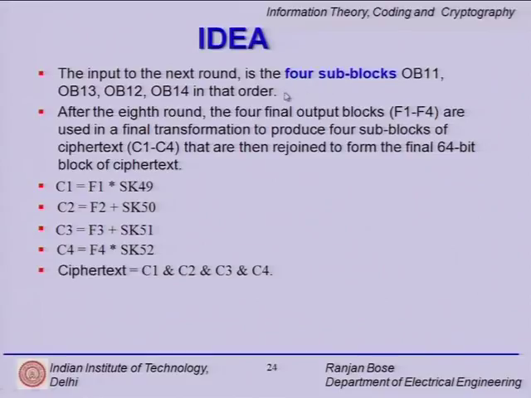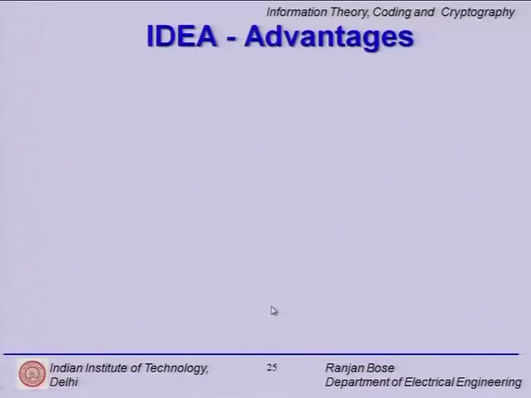The 4 sub blocks are used in that order: OB11, OB13, OB12 and OB14, and after the 8th round, 4 final output blocks F1 through F4 are used for the final transformation to produce the 4 sub blocks of the ciphertext. And how are they formed? Again, C1 is F1 star SK49 and so on and so forth, and you get the ciphertext eventually: C1, C2, C3 and C4. These are the ciphertext blocks.